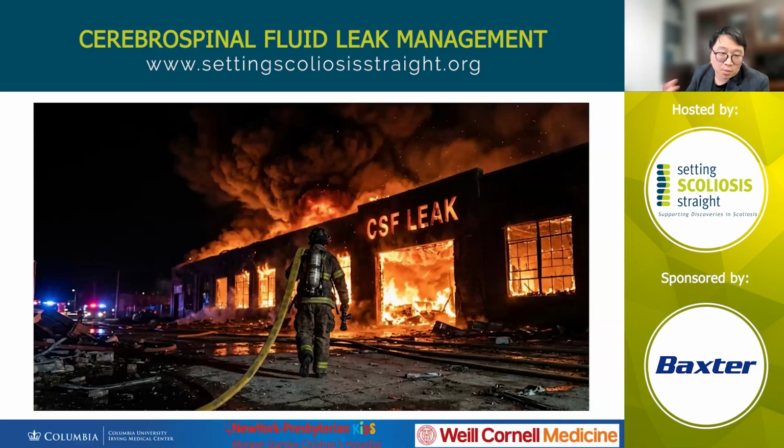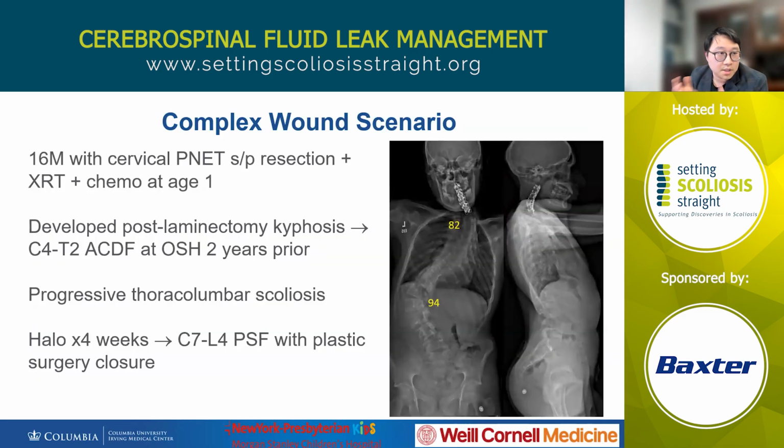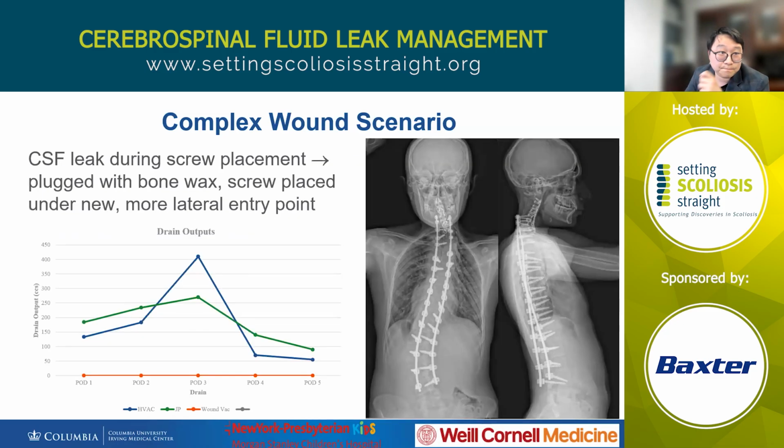home. And then there's the worst case scenario where you do have to really put your suit on and run into the burning building. And so this is an example of that type of patient. 16-year-old, very complicated tumor history, a lot of adjuvant therapy afterwards, developed post-laminectomy kyphosis, and then developed progressive thoracolumbar scoliosis. So we put him in traction for 4 weeks, did a long segment fusion.